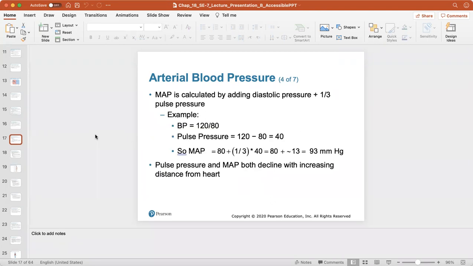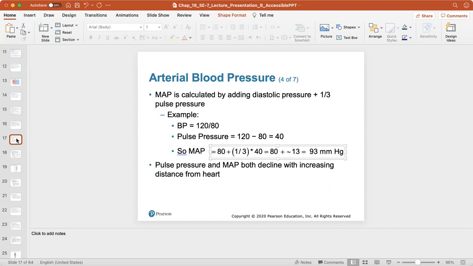So here's the mean arterial pressure. It's calculated by adding diastolic pressure plus 1/3 pulse pressure. For example, if your blood pressure is 120/80, the pulse pressure is the difference, so we get 40. And then the mean arterial pressure is this diastolic pressure, which is 80, plus 1/3 of the pulse pressure. So we do 1/3 times 40 plus 80, and we get about 93 millimeters of mercury, and that's our arterial blood pressure. The pulse pressure and mean arterial pressures both decline with increasing distance from the heart.